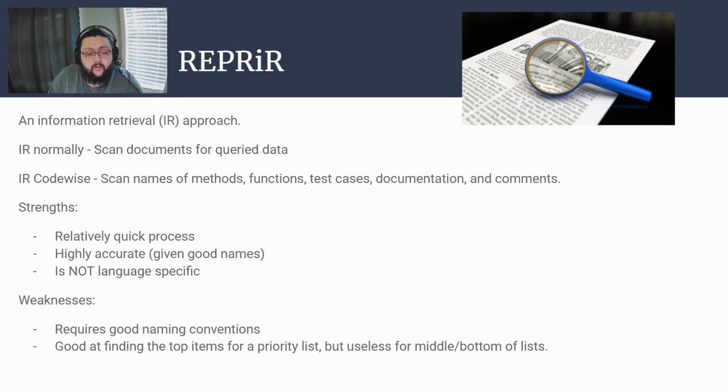A big thing to note, though, is that programmers are taught to be fairly consistent in the naming of their methods, functions, test cases, documentation, and comments. We use these consistent naming conventions to find connections between source code and test cases. So if you made a change in the system and you made a change inside of a function, the system would notice the change inside of that function and then look for all test cases that use that function in some way. The strengths of this process are that it's relatively quick and highly accurate, assuming good naming conventions.